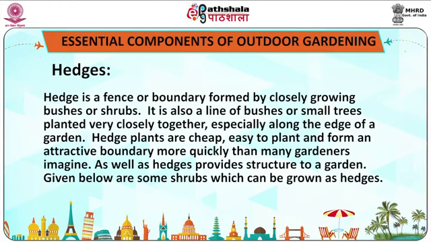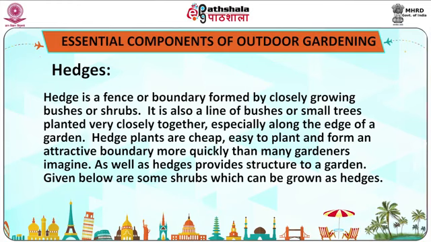A hedge is a fence or boundary formed by closely growing bushes or shrubs. It is also a line of bushes or small trees planted very closely together, especially along the edge of a garden. Hedge plants are very cheap, easy to plant, and form an attractive boundary more quickly than many alternatives. If gardeners imagine, hedges also provide structure to a garden. You can see some pictures of hedges also.